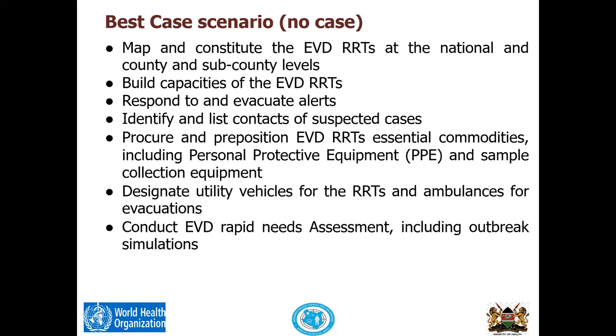Then a plan is in place to continue building capacity for these teams. You want to be able to equip them to respond to and evacuate alerts as early and as immediately as possible. You have to establish that they are able to identify and list contacts of suspected cases. Then, still during that period where you have zero cases, procurement and prepositioning of EVD RRTs and essential commodities such as PPEs and sample collection equipment is already ongoing.